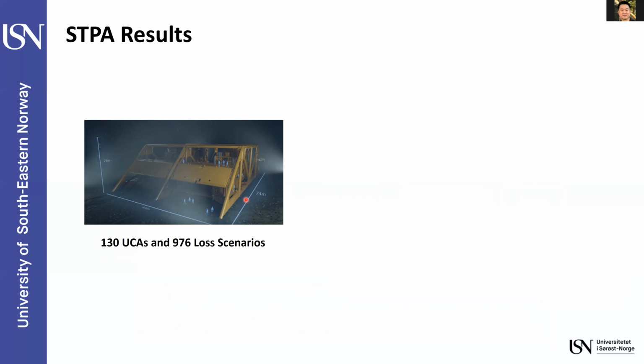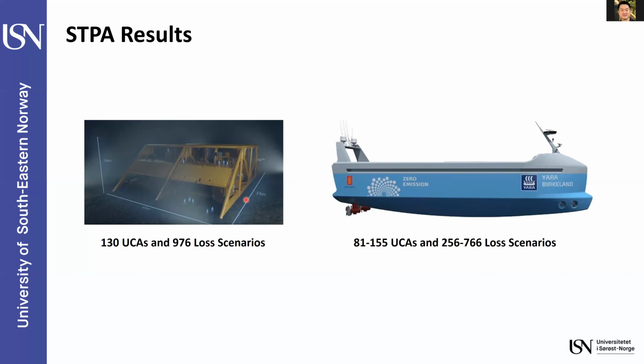Even though it was a very high-level analysis, and I didn't include any details, I could still find a large number of unsafe control actions and loss scenarios. For the autonomous ships, depending on the control system type, I could identify between 80 to 150 unsafe control actions and between 250 to 760 loss scenarios. And again, this was also a very high-level analysis without any details.